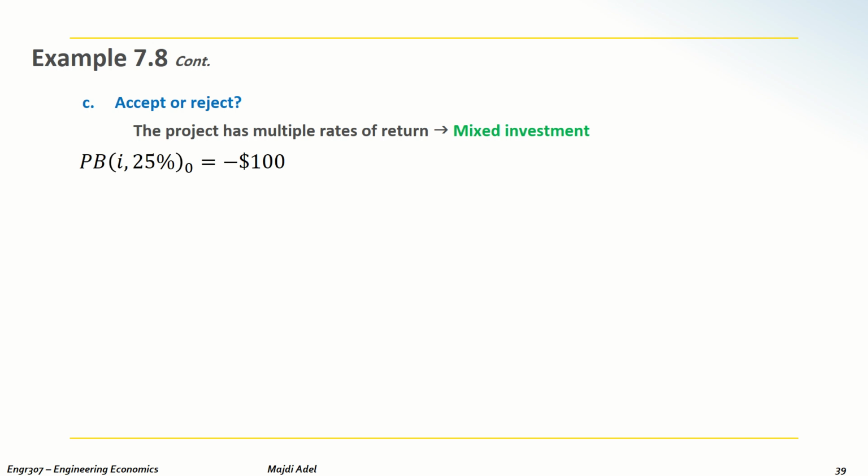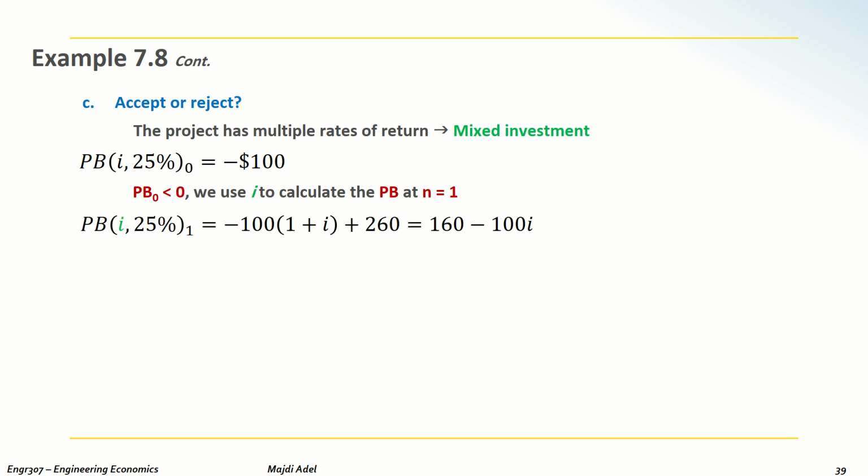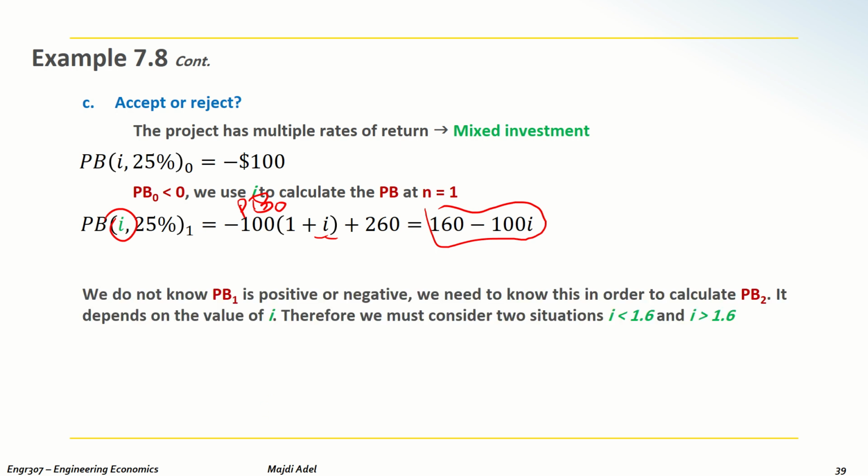The project balance at n equals 0 equals minus 100. Now, since the project balance at n equals 0 is negative, then we will use i to calculate the project balance at the first year. So at the first year, project balance is minus 100, the project balance of the previous year, this is the project balance at n equals 0, multiplied by 1 plus i, plus 260. We will get this equation: 160 minus 100i.